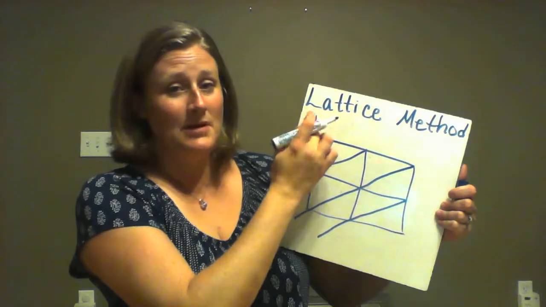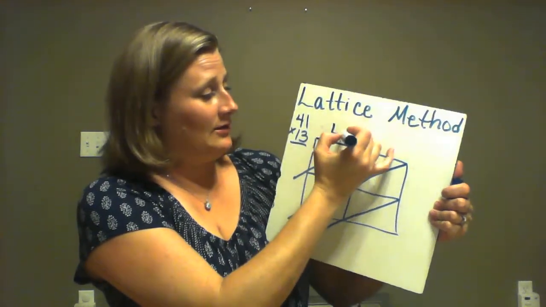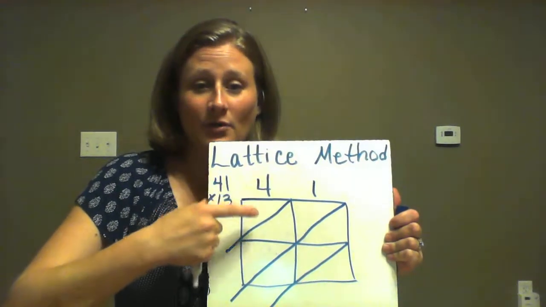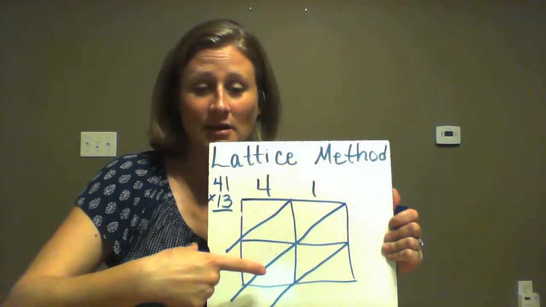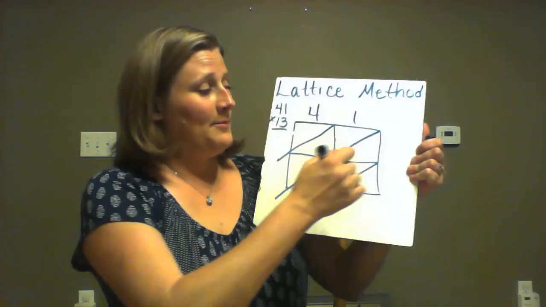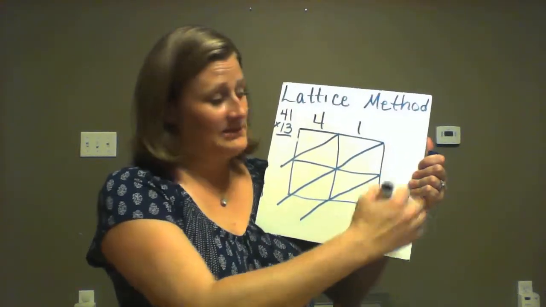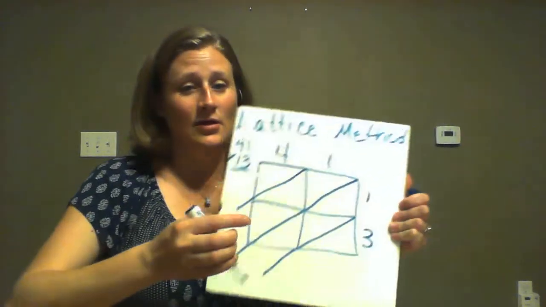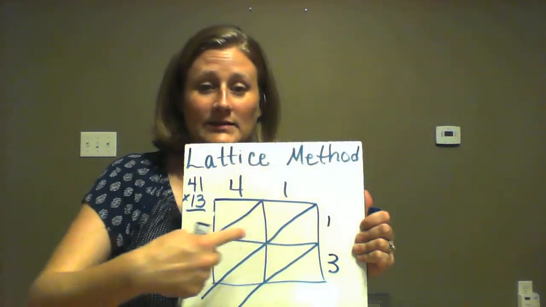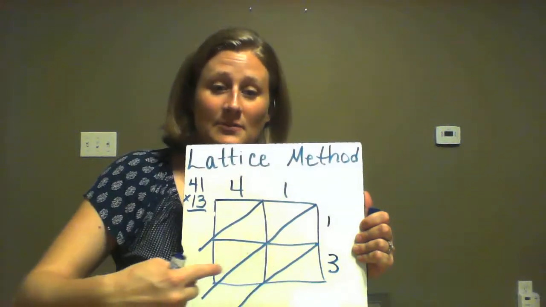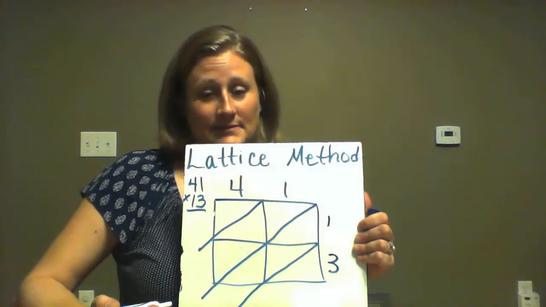I'm going to take my top number, 41, and I'm going to write it along the top. 4 and a 1. Notice my 4 is above this series of boxes. My 1 is above this series of boxes. For my 13, I'm going to write them down the side. A 1 and a 3. Notice again, my 1 lines up with this horizontal set of boxes. My 3 lines up with this horizontal set of boxes.